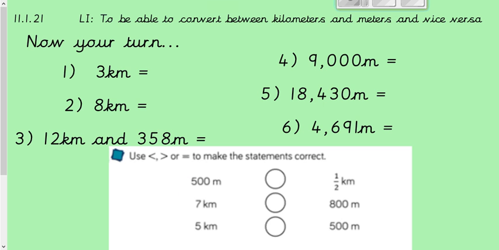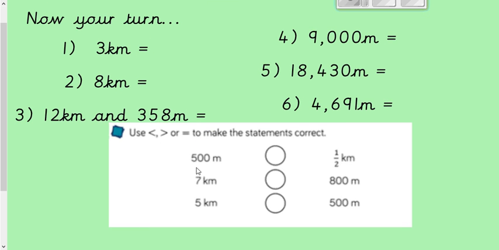And let's see if you're ready then to have a go at these ones. Okay, so you might want to pause the video to go through these, write them down in your learning books, or if you're in school at the moment, then write them in your books you've been given. So have a go at converting these either into meters, so these ones need to be converted into meters, and these ones need to be converted into kilometers.